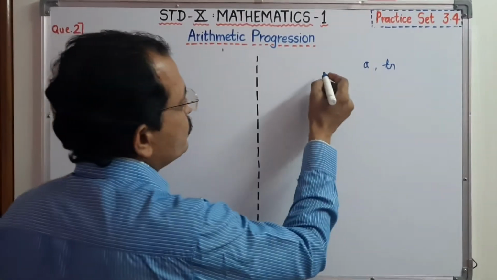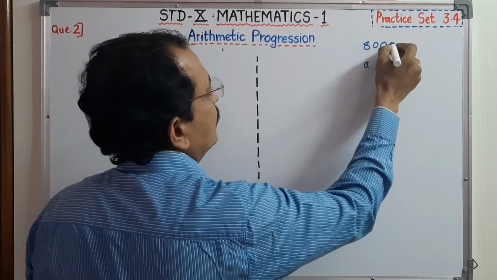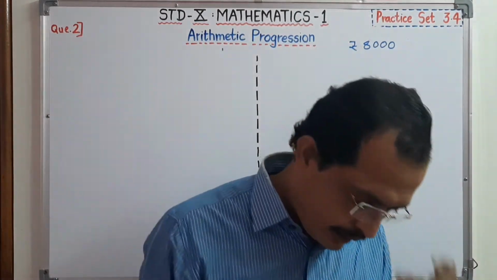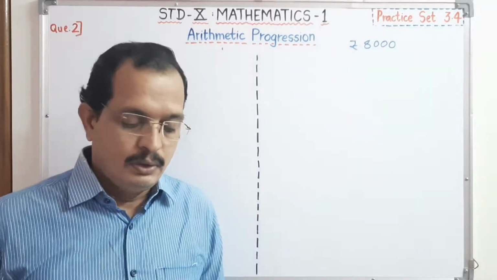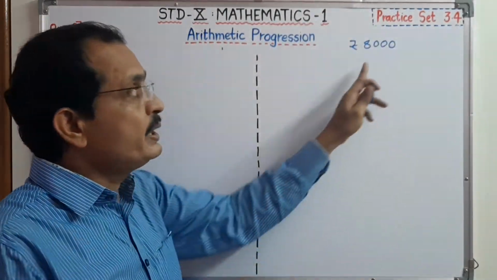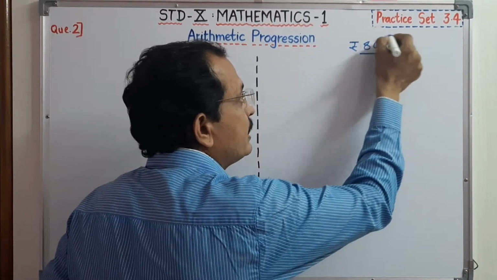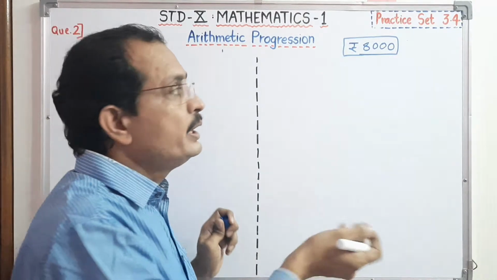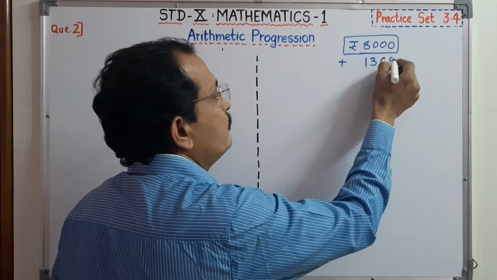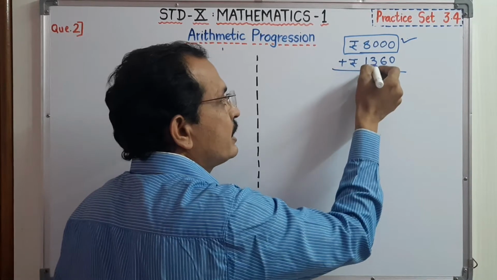One man borrows rupees 8,000. A person or a man borrows 8,000 rupees and agree to repay. He have to repay this amount to that particular person, along with interest. That means he have to repay this 8,000, no doubt. But along with that 8,000, he have to pay extra amount, that is interest, that will be 1,360 rupees.